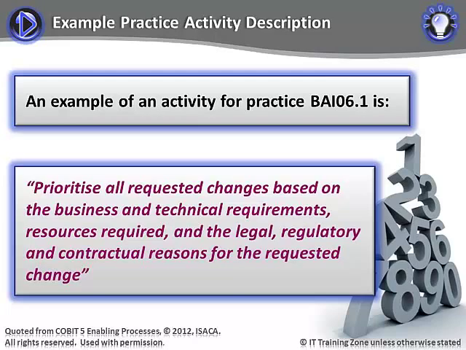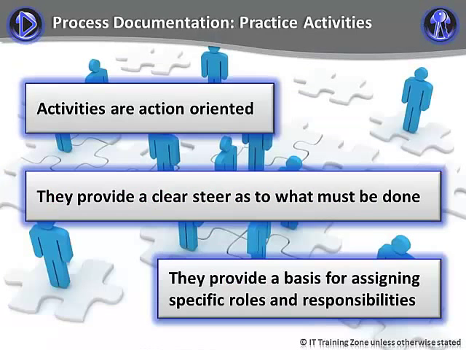For example, activity 3 is: prioritize all requested changes based on the business and technical requirements, resources required, and the legal, regulatory, and contractual reasons for the requested change. This provides much clearer guidance because it specifies the criteria that should be used to prioritize a change. Activities are action-oriented. They provide a clear steer as to what must be done. As such, they provide a basis for assigning specific roles and responsibilities.